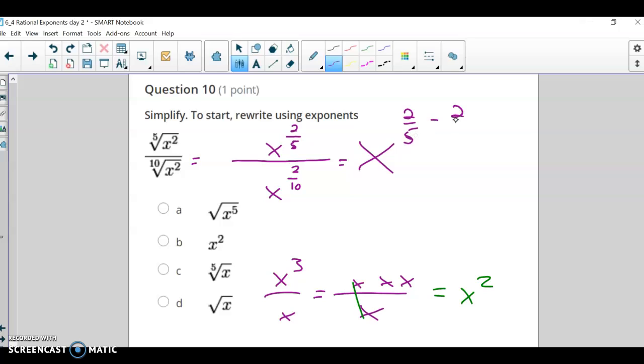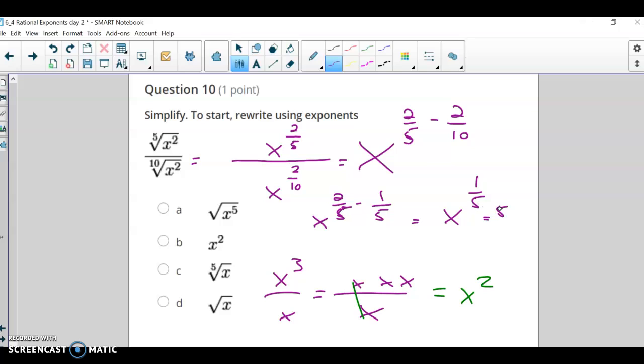minus 2/10. Okay, and we're going to need a common denominator, but luckily it's pretty straightforward on this one because 2/10 is the same thing as 1/5. So I can do 2/5 minus 1/5. Okay, so that gives us x to the 1/5 power.